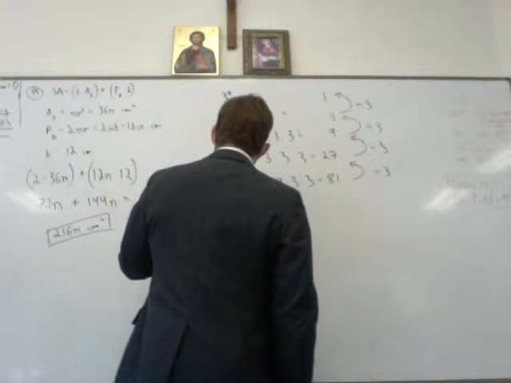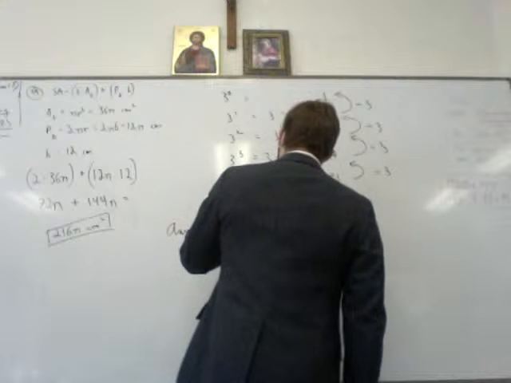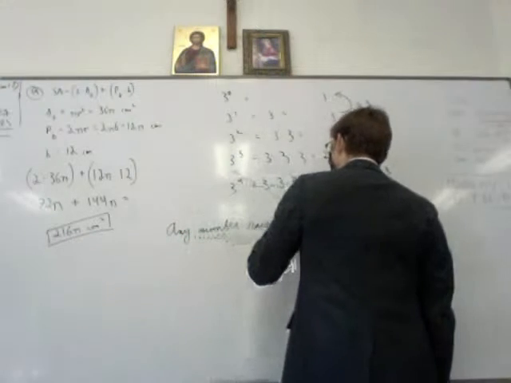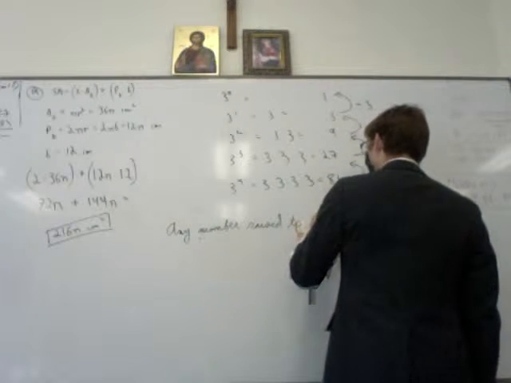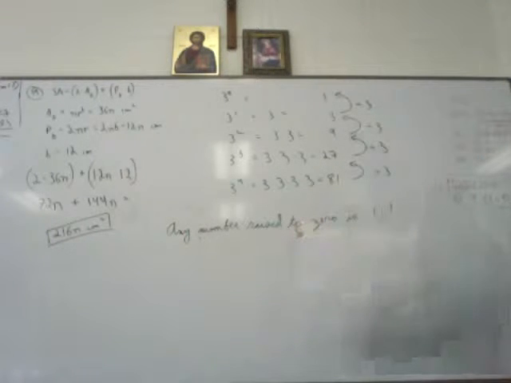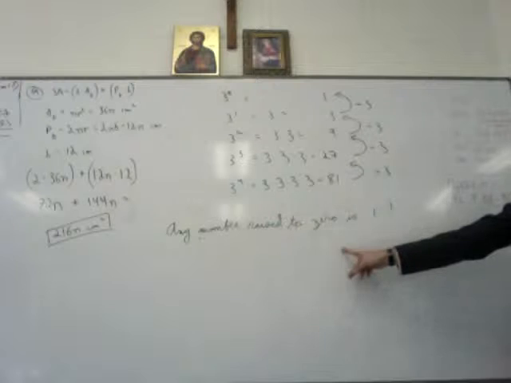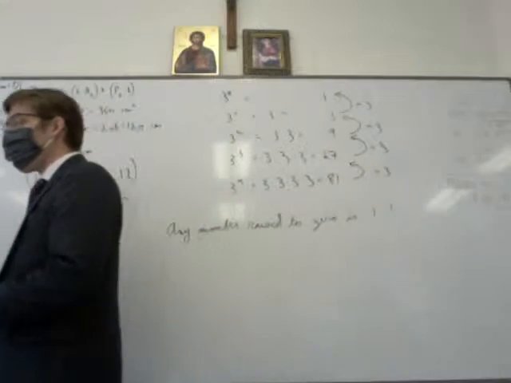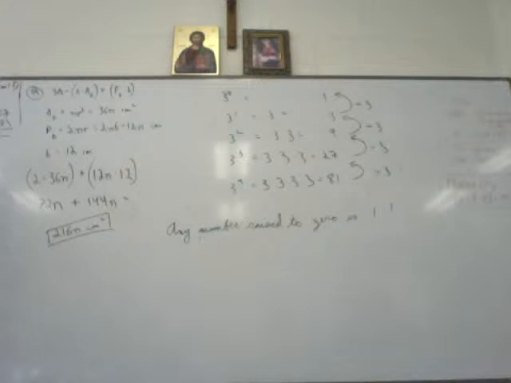Any number raised to 0 is 1. You should know that. That's why I wrote it there. This is extremely convenient, because if you've got a problem and you have x to the 0 in it, what's an easier way to write x to the 0? 1. It doesn't matter what number x represents. If we're raising it to the 0th power, it's going to give us 1.